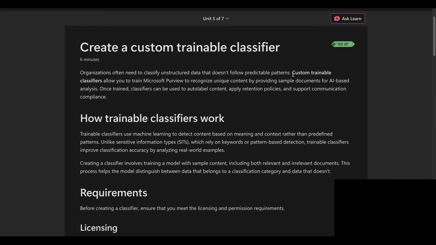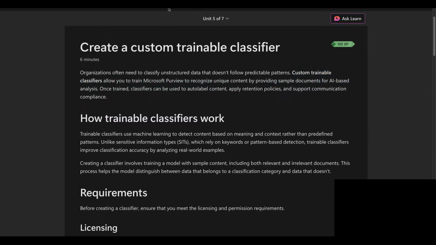So if I'm in HR, I'm trying to train it so that it can detect CVs. I must also upload documents which are not CVs, maybe just letters or Word documents, maybe Excel documents, so that it can differentiate between the two, what is a CV and what is not a CV.